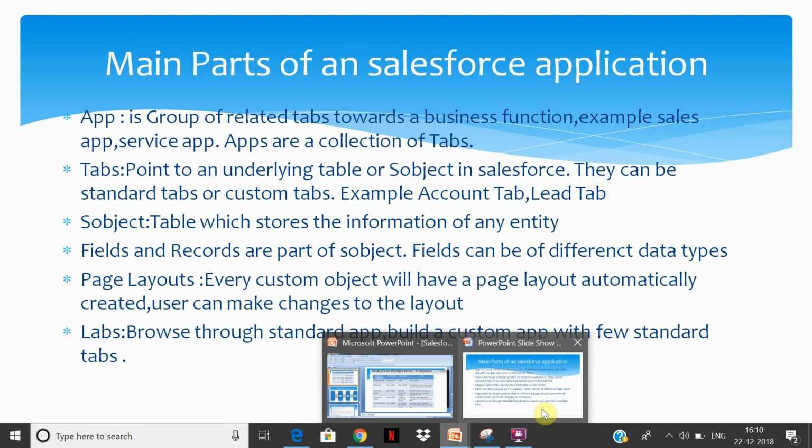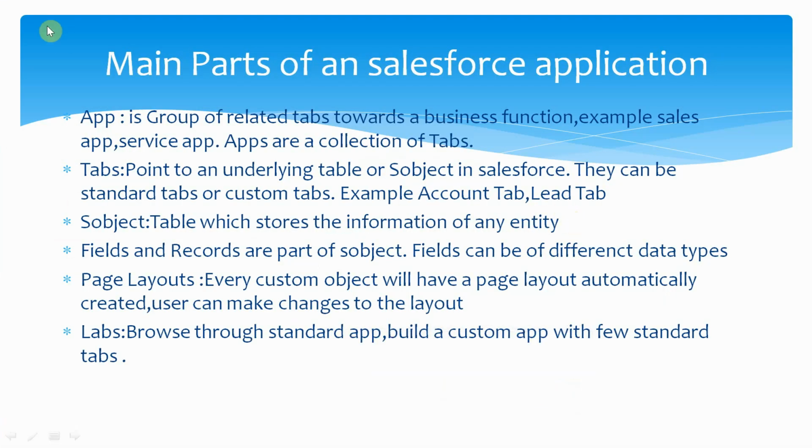Now let us look at the main parts of a Salesforce application. As I told you, Salesforce contains three applications: marketing, sales, and service cloud. An app is a group of related tabs towards a business function, for example the sales app or service app. These tabs point to an underlying table, or object, in Salesforce. Tables are called objects in Salesforce.